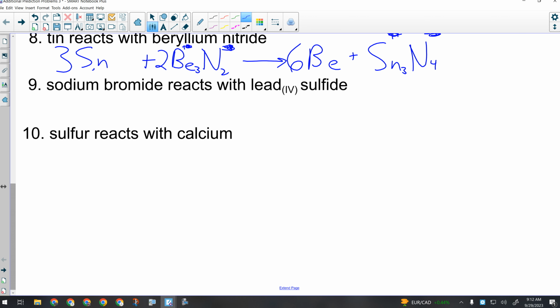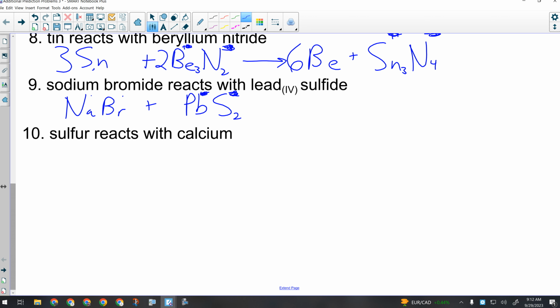Sodium bromide, NaBr. That's a -1, that's a +1, so that compound is good. It reacts with lead 4 sulfide. So 4 plus, 2 minus. What do I have to do when I drop and swap that? I've got to reduce it, right? So I'm going to have PbS2, not Pb2S4.